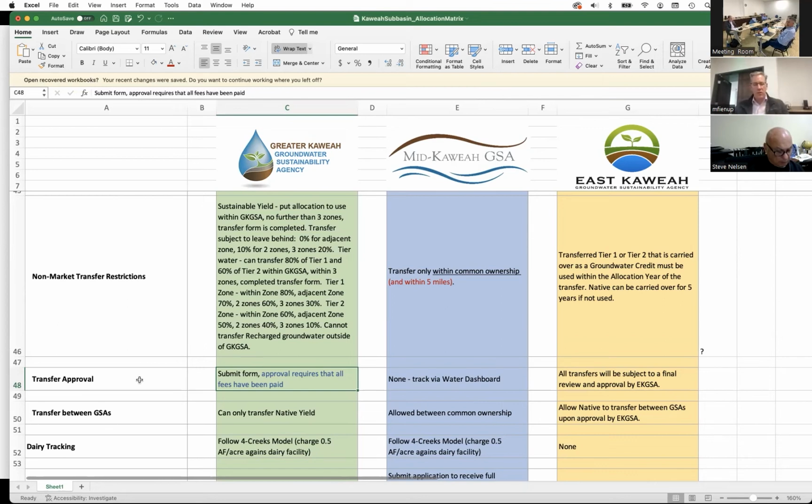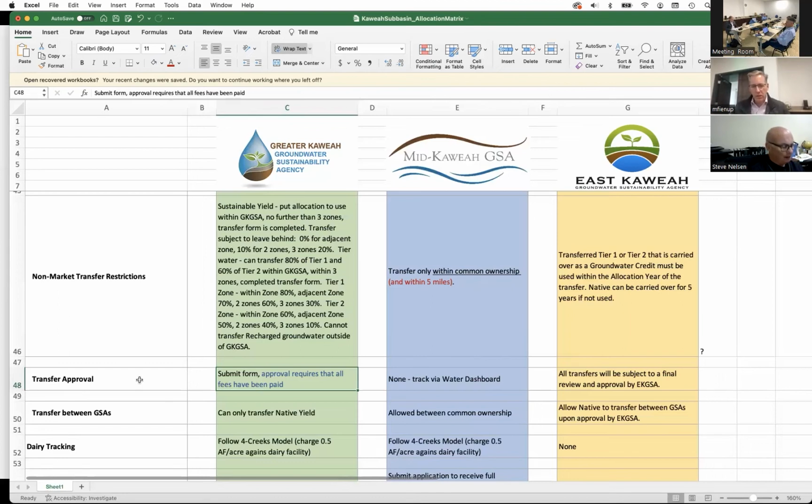In Mid-Kaweah, there is no form. If you have an account in the water accounting dashboard, then you can make those adjustments within your account. It's automatically tracked in the water dashboard because they're not allowing transfers between properties that are not under common ownership.